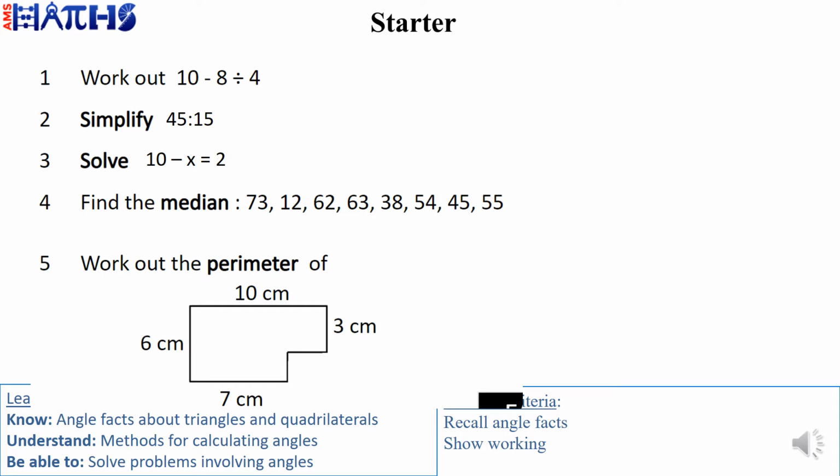Here are your answers. For the first one, we have 10 minus 8 divided by 4. So for BIDMAS, we have to divide first. 8 divided by 4 is 2. So 10 minus 2 is equal to 8.